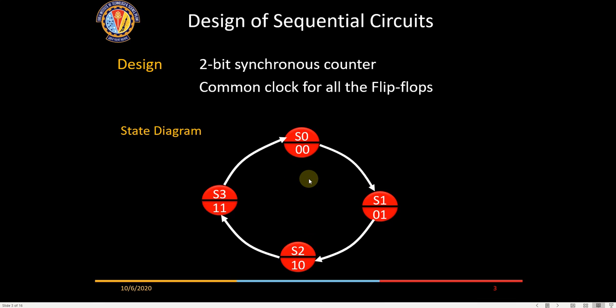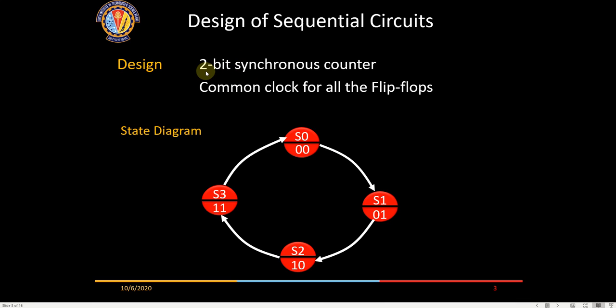n flip-flops will give 2 to the power of n different states. So from the problem statement we need to see how many total different states we require, and we take log base 2, then we'll get the number of flip-flops. Is it okay, Swapnil?